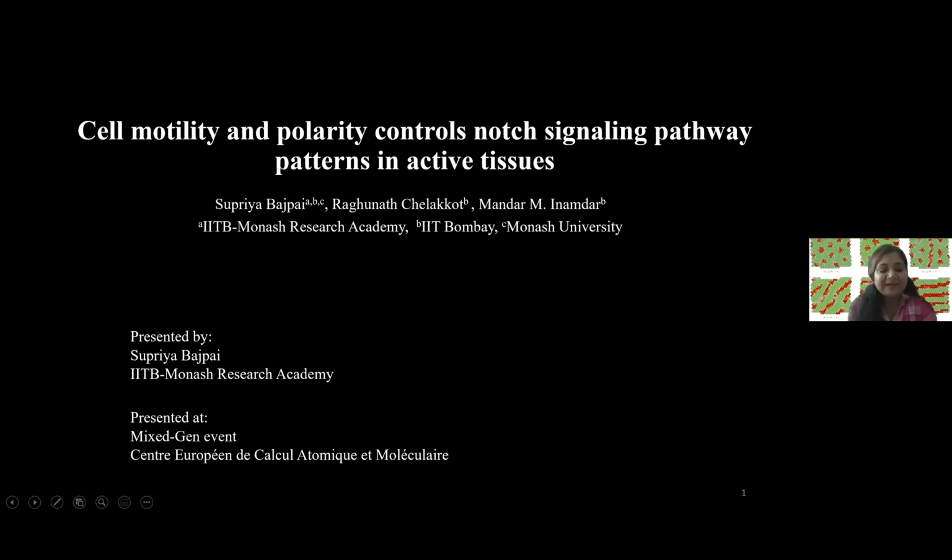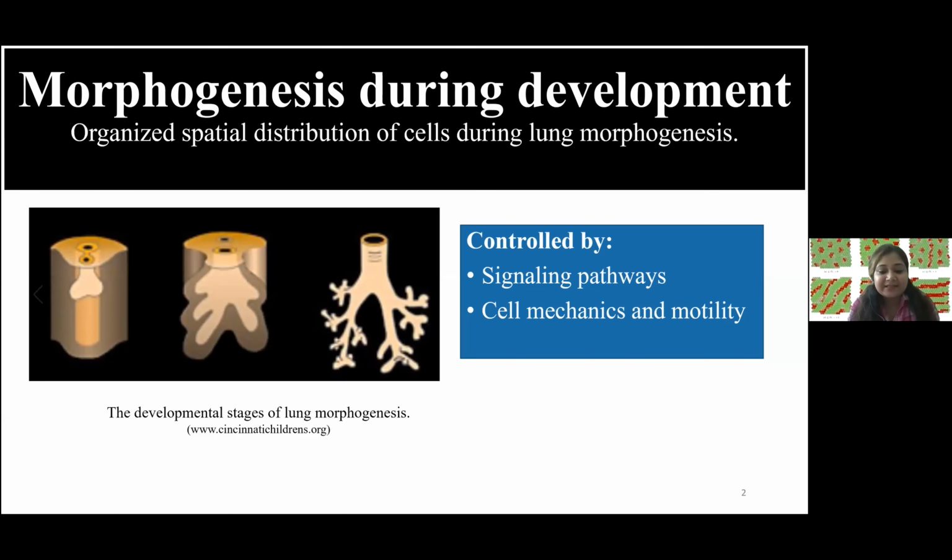First of all, I would like to thank the organizers for giving me the opportunity to present at the event on the topic of how cell motility and polarity control the Notch signaling pathway patterns in active tissues. Morphogenesis is the process that controls the organized spatial distribution of the cells. In the figure, lung morphogenesis is shown, and this morphogenesis is controlled by the signaling pathways and the cell mechanics and motility when they work in a coordinated way.